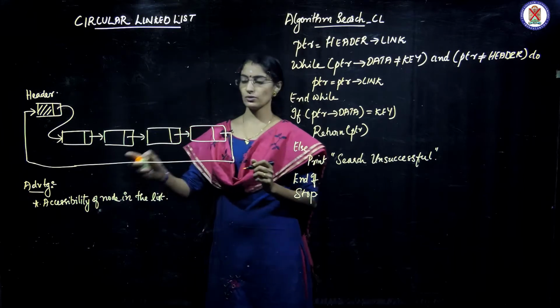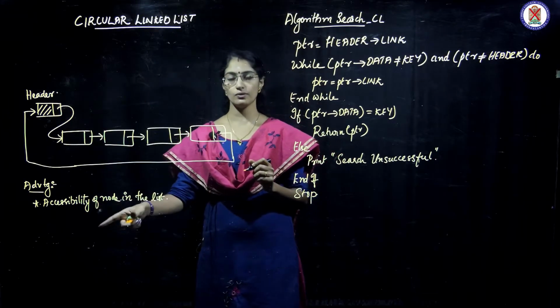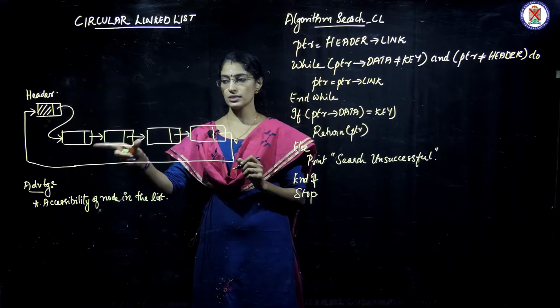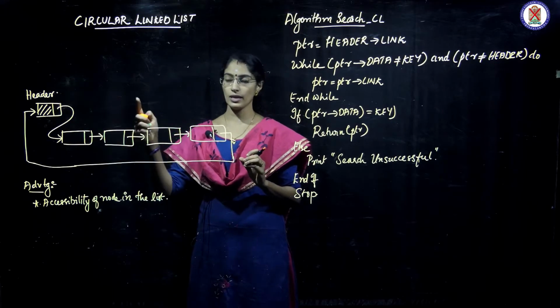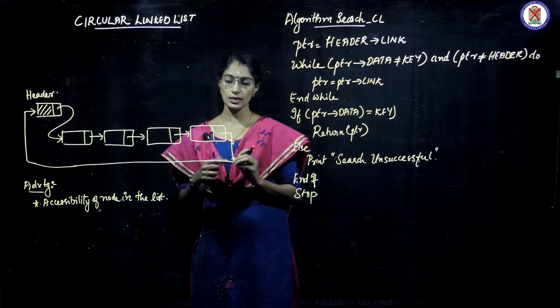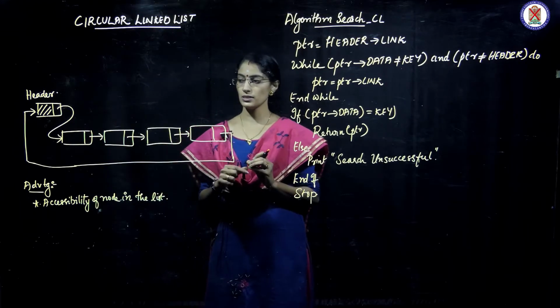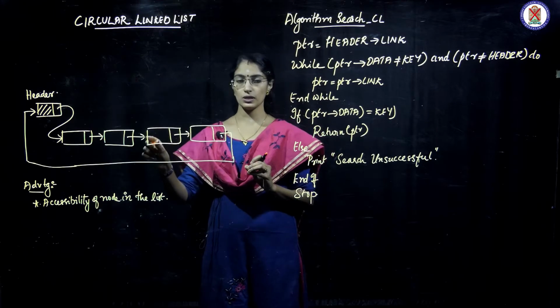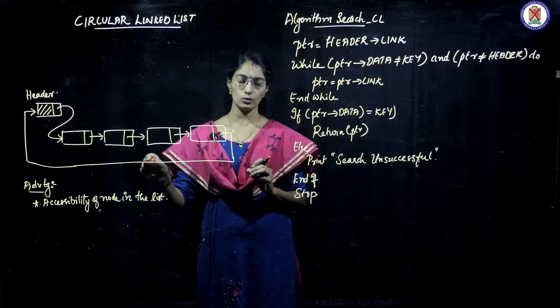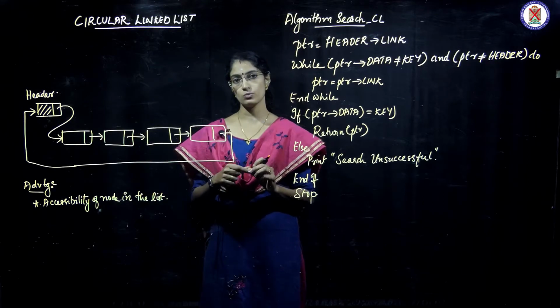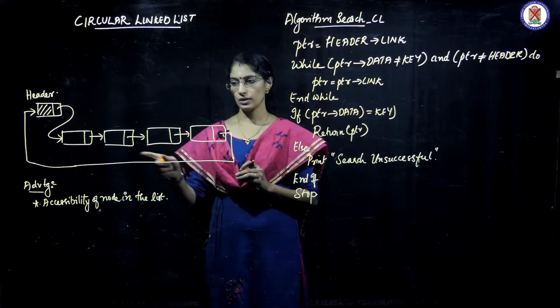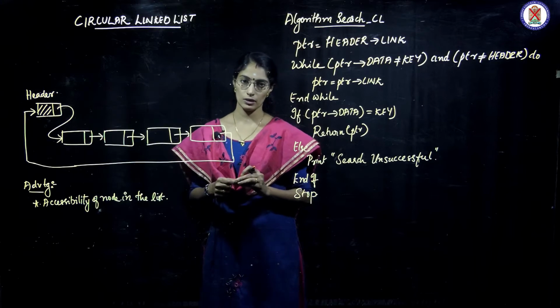The main advantage of circular linked list is the accessibility of the nodes in the linked list. In single linked list, if you want to access a particular node, you have to anyway start from the header node, right? But in circular linked list, if you are standing in a particular node, you can go through anywhere. Any node can be accessed without the help of the header node. That is the main advantage of circular linked list.